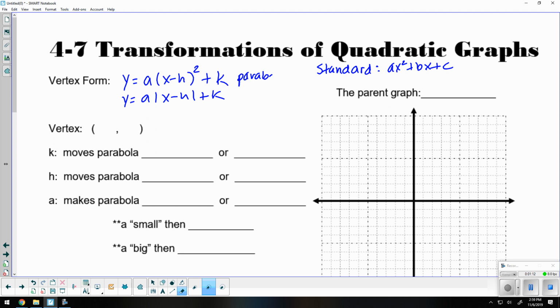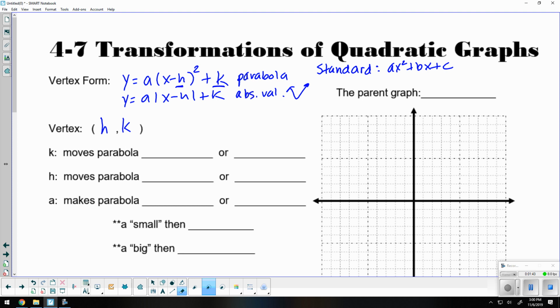This was for a parabola, but this was for absolute value, which of course makes that V shape, facing up or facing down. Very, very similar idea. The reason it's called vertex form, y equals a times the quantity x minus h squared plus k, is because your vertex is actually in the form right now. It's your h and your k value, just like before: h is the x coordinate, k is the y coordinate of the vertex.